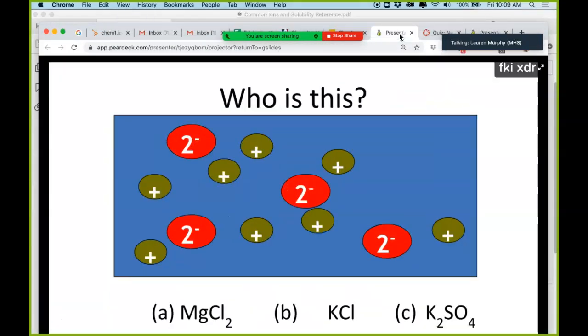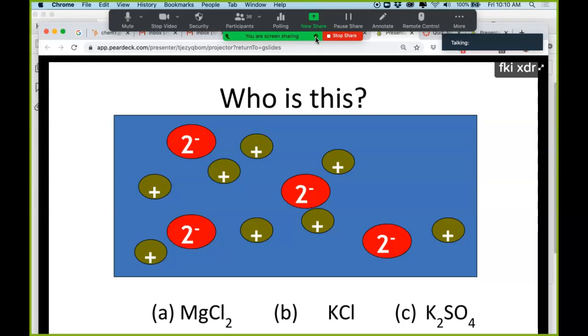So, I want you to take a second and try to figure out who you think this is. So this is an aqueous solution with ions floating around in it. Anybody know who you think it is and why? Justifying your answers is a big part of this class. So I want you to pick A, B, or C, but I also would love to see a good explanation of why it's A, B, or C. Anybody?